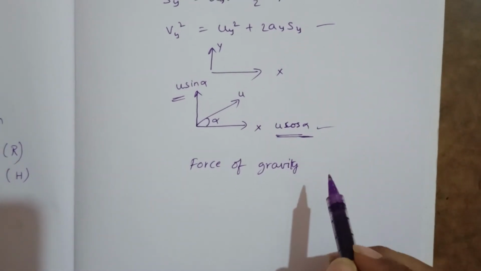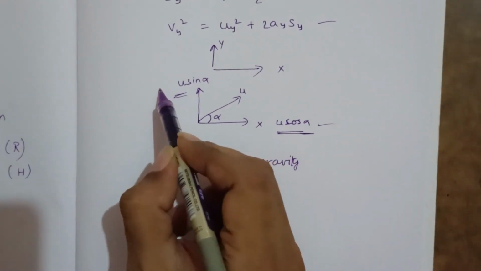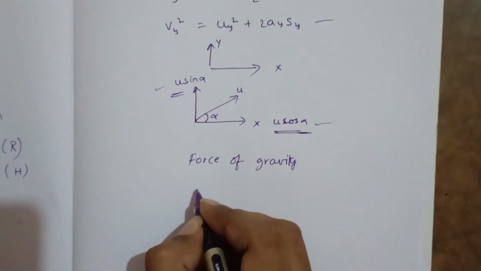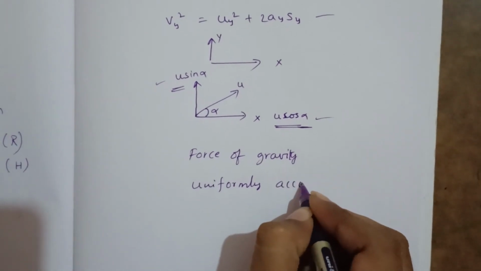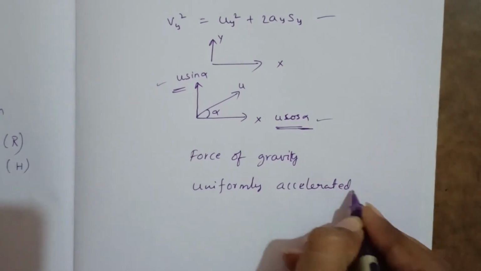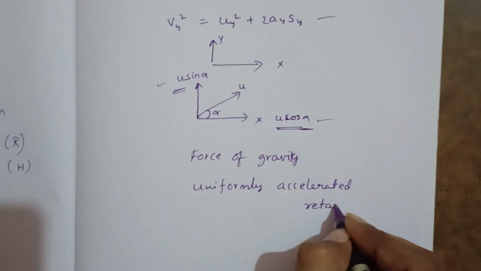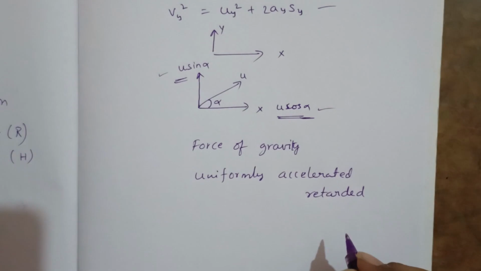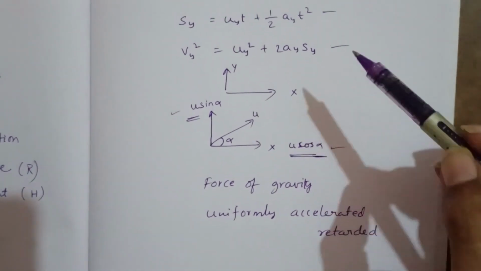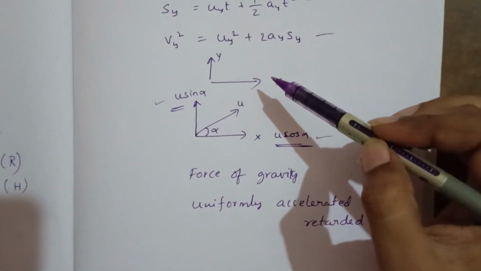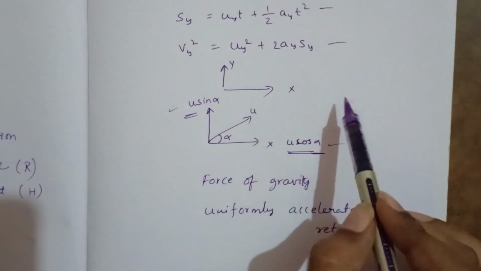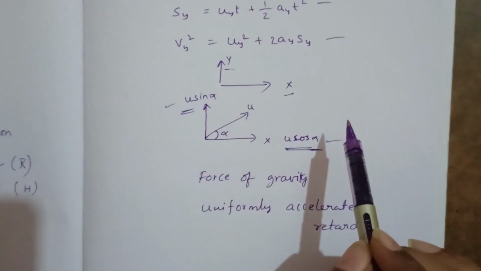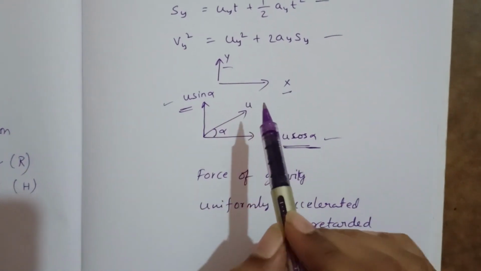Horizontal motion is uniform motion, and vertical motion is uniformly accelerated and retarded motion. As here the body is moving in a two-dimensional motion, it can be discussed in two components, x and y, and both are independent of each other.